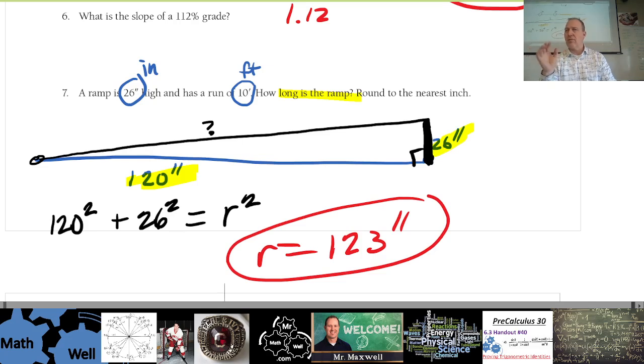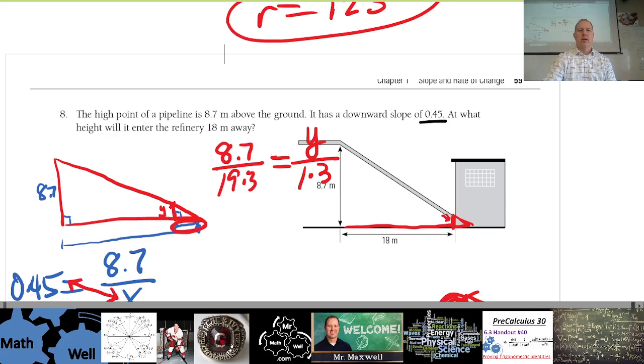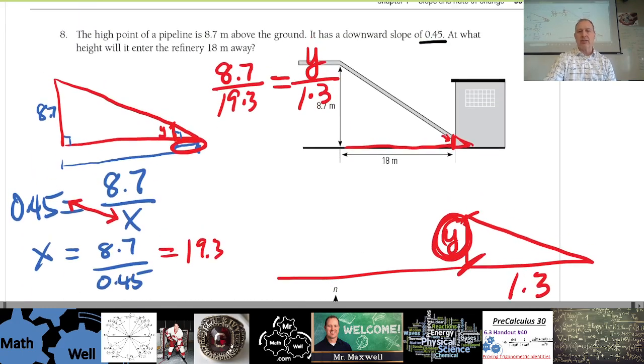The question might say round to the nearest inch like that. So I will be looking for the answer in the nearest inch, okay? Just make sure you reread the question again before you circle your final answer, just to double check some things, okay? Perfect.